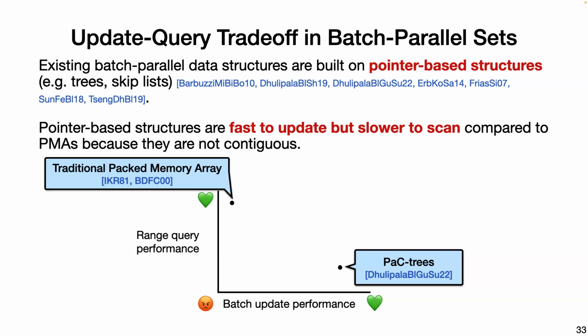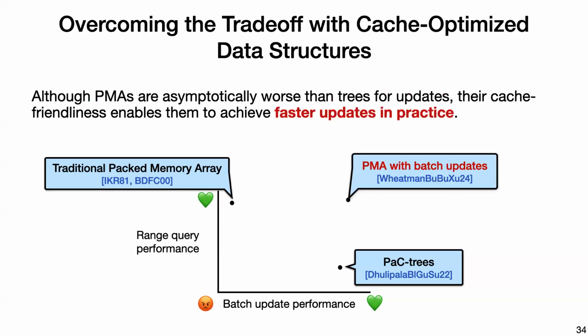So yeah, recently I have been working on PMAs with batch updates. And although PMAs are asymptotically worse than trees for updates in a theoretical sense, in practice, they're way more cache friendly. And so they can actually achieve faster updates in an empirical sense. And I'll show you data.